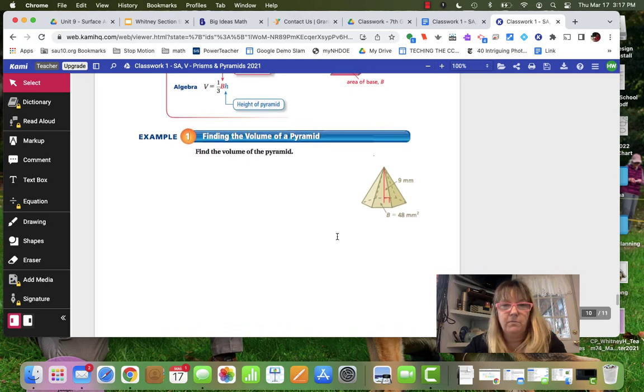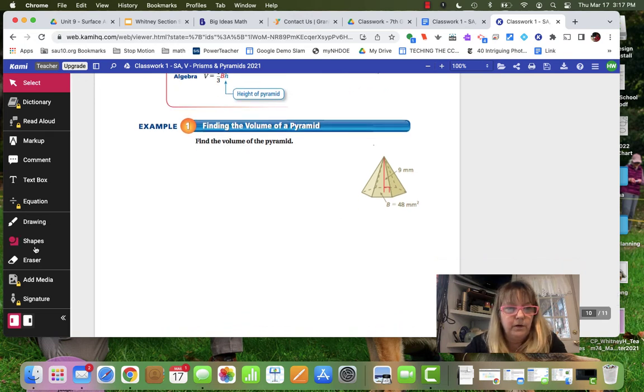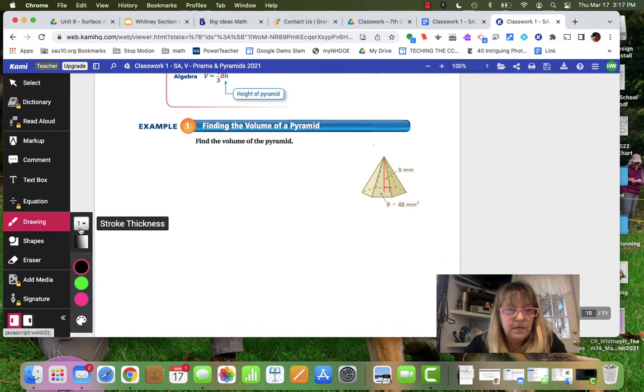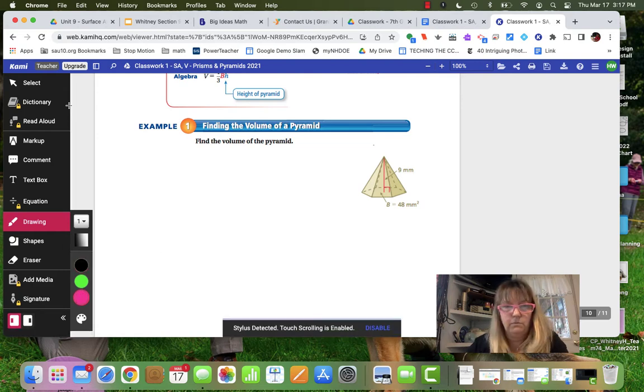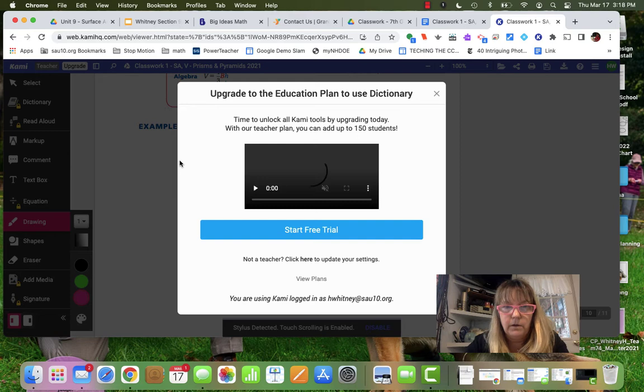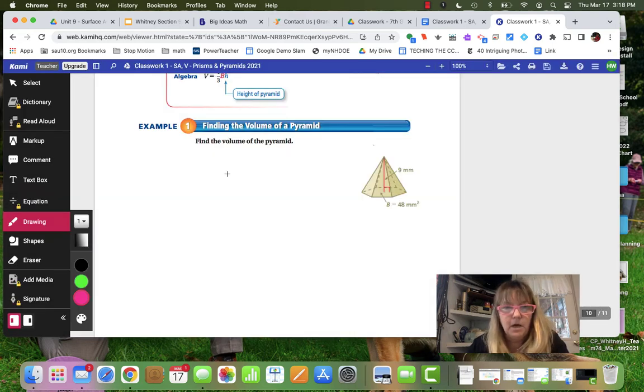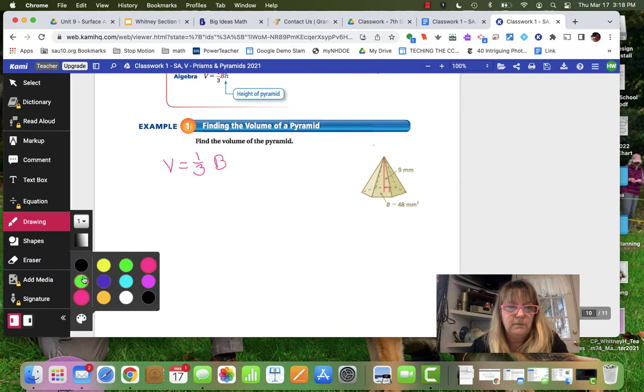So let's find the volume of this little pyramid over here. Let me grab a pen. So we're going to start with the volume, where the volume is equal to 1/3 the area of the base times the height.